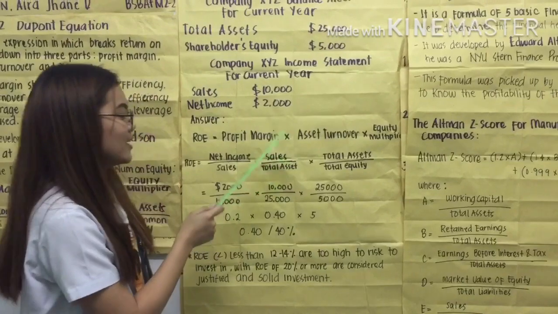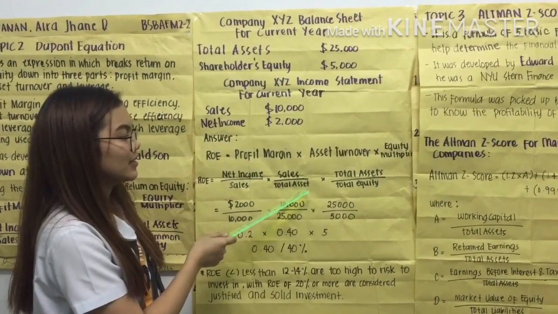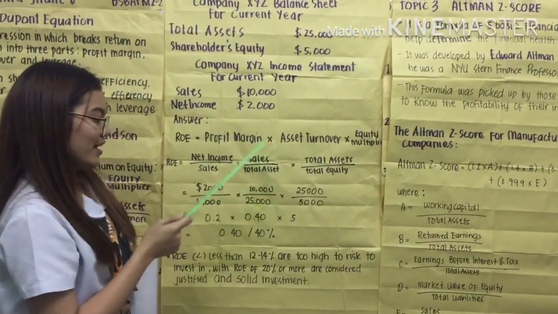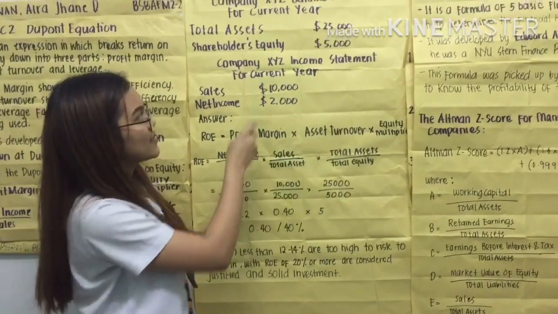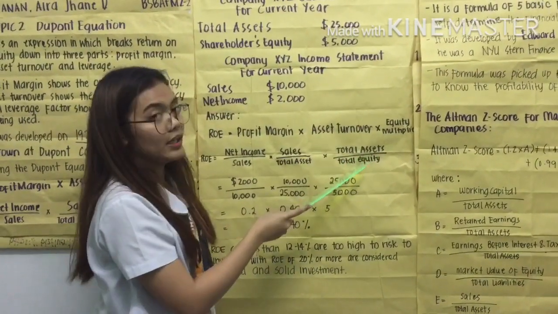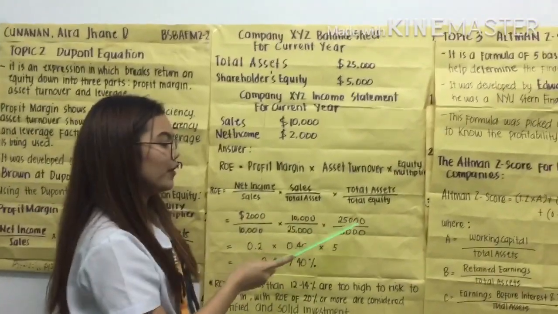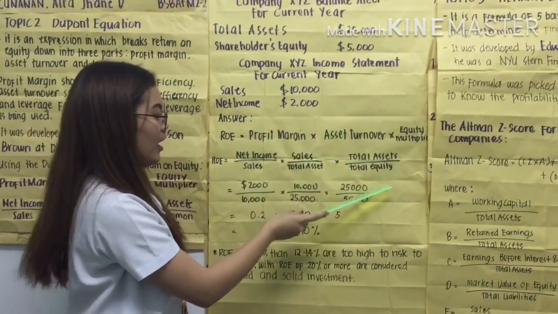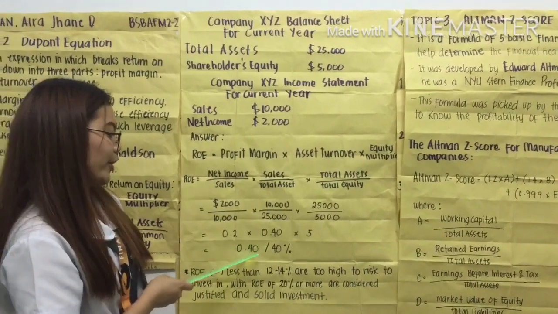The next one is sales over total assets. The sales is $10,000 over the total assets that we will look at in the balance sheet of company XYZ, which is $25,000. So, 10,000 over $25,000 is 0.40. For the last, total assets over total equity. The total assets is $25,000 and the total equity, or shareholders' equity, is $5,000. So, $25,000 divided by 5,000 is 5. We will multiply the answers of each formula, and the answer will be the ROE or DuPont equation, 0.40 or 40%.